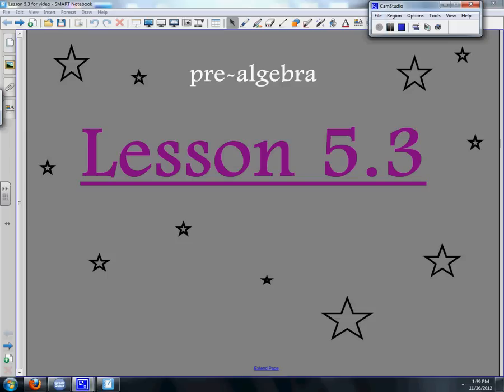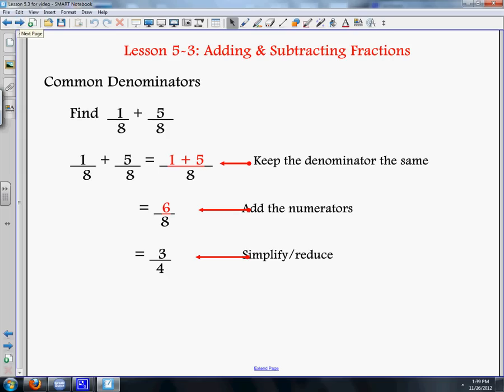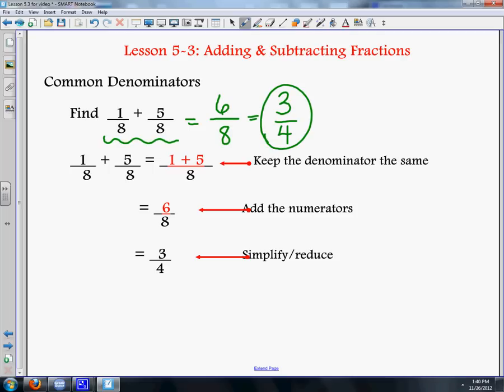Alright, this is pre-algebra lesson 5.3. 5.3 is adding and subtracting fractions. Now, this should be a review for you. 1/8 plus 5/8. We all know that you just add your numerators. 1 plus 5 is 6, and then I keep my denominator, and then I simplify. So this is a complete review.